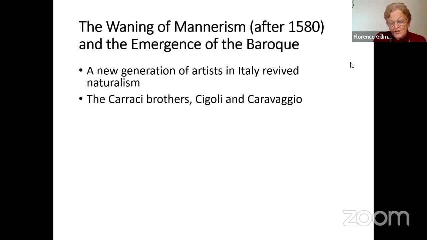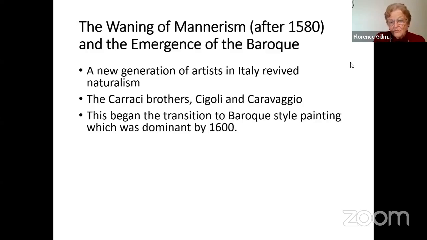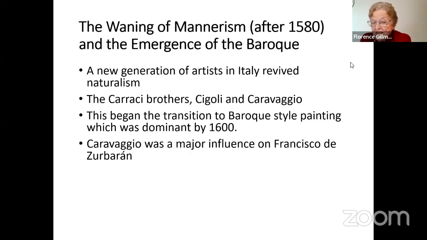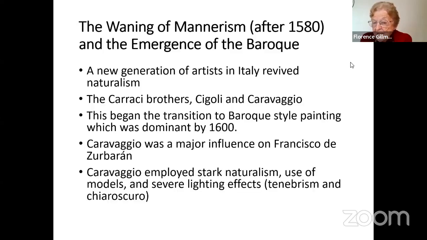The famous people that we might mention doing that are the Carracci brothers and the artists Celio and Caravaggio. So these people, with their painting, began the transition to Baroque, and that became very dominant by 1600. Caravaggio seems to have been a major influence on Zurbaran. It's not clear if they ever met, but it seems almost certain that Zurbaran had seen some of Caravaggio's work.